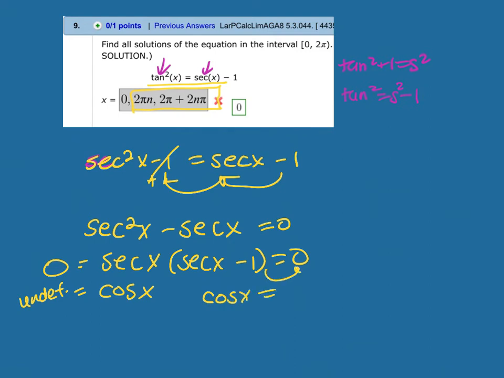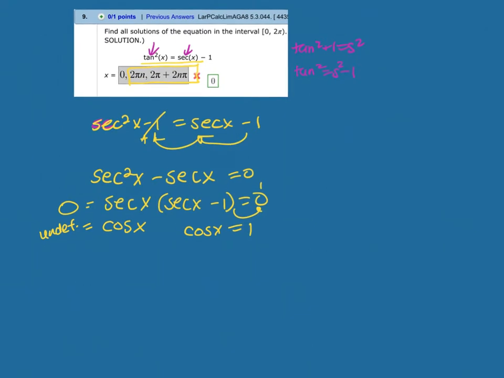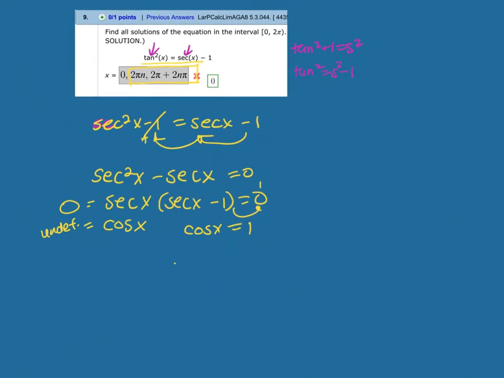This would be equal to 1. So flip it, it's still 1. There's no such thing as cosine undefined on my unit circle, so I don't have to worry about that first one. But cosine is 1 at just 0, if I go 0 to 2 pi, not including 2 pi, and that's what the parentheses mean. So I only want 0 there.